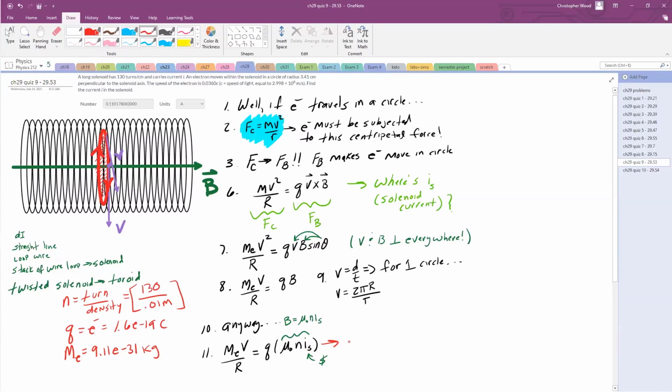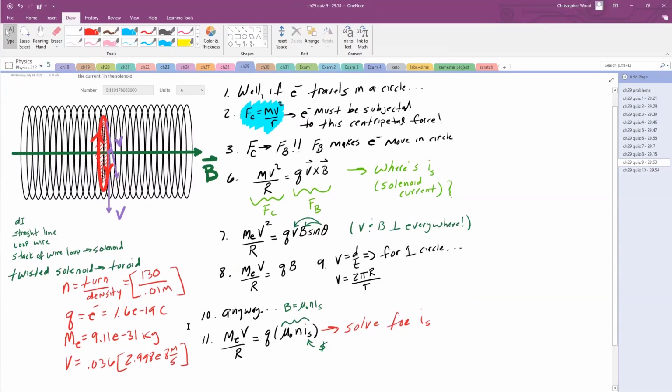You should do the dimensional analysis and solve for I subscript S. Velocity, they told you the velocity. The velocity with my numbers is 0.036 times the speed of light, and this is the speed of light, 2.998 e to the 8th meters per second. Okay, you guys, and that's it. So take your time. I will go into timeout for a minute.